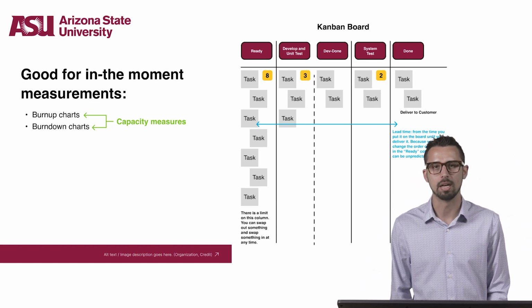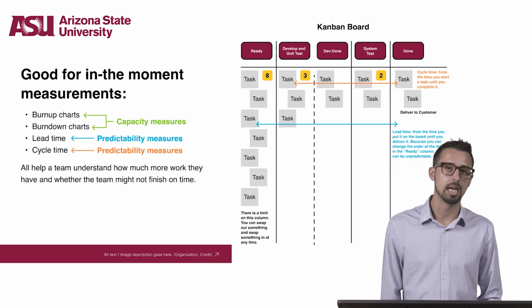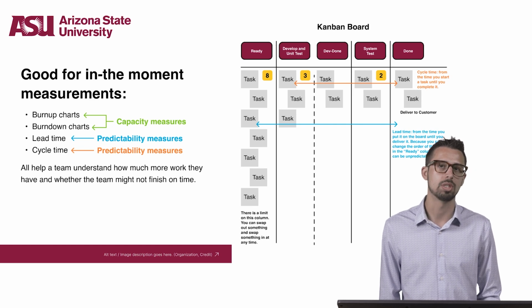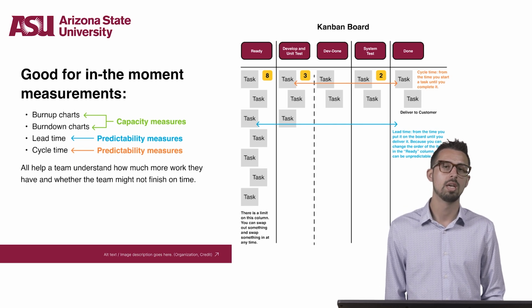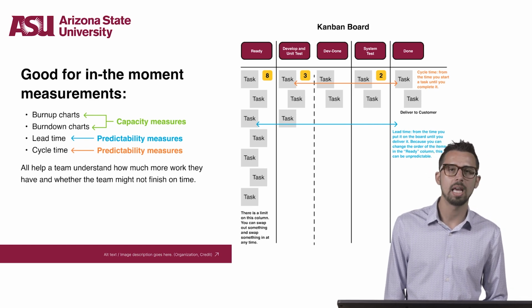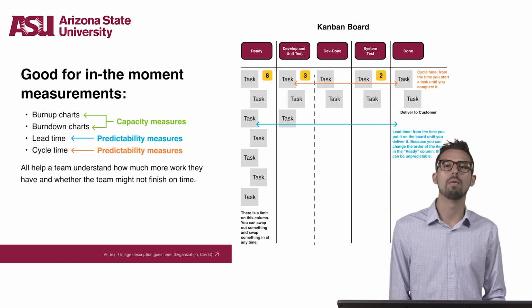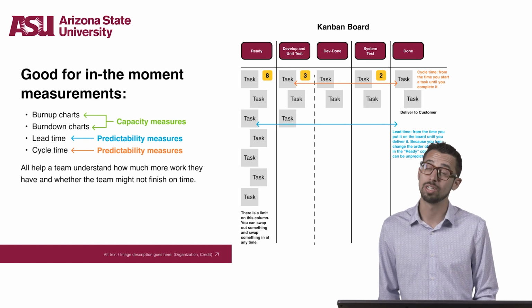Burnups and burndowns, which are viewed as capacity measures, versus lead time and cycle time, which are seen as predictability measures. And both are useful for in-the-moment measurements. They help a team understand how much more work they have and whether the team might finish on time.